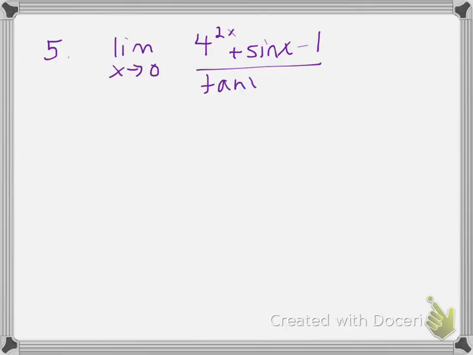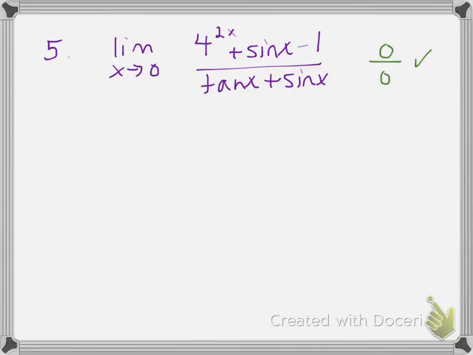Or several of the rules maybe. Plug in a 0. That'd be 4 to the 0, which is 1. Sine of 0 is 0, minus 1. We have a 0 on the top. Tangent of 0 is 0. Sine of 0 is 0. 0 over 0. We're good.